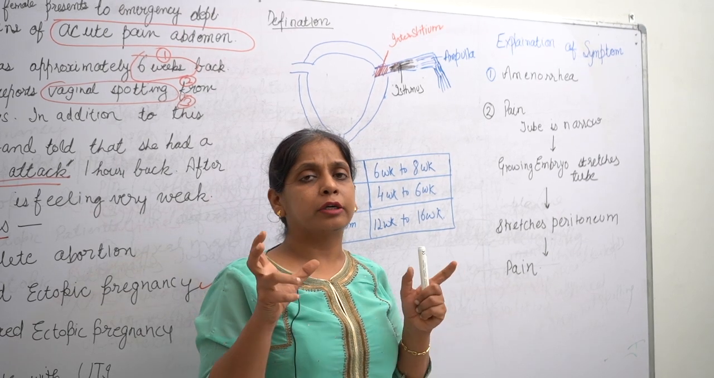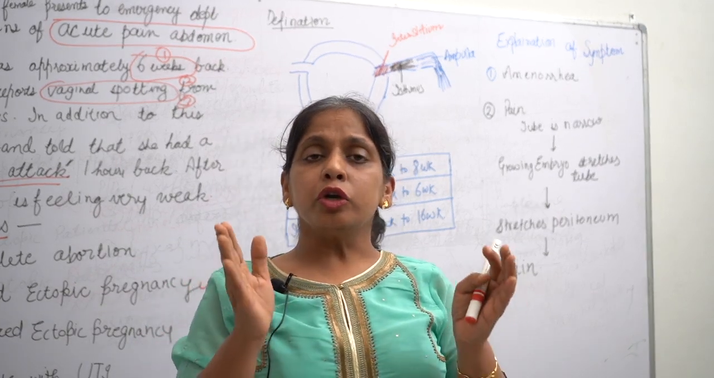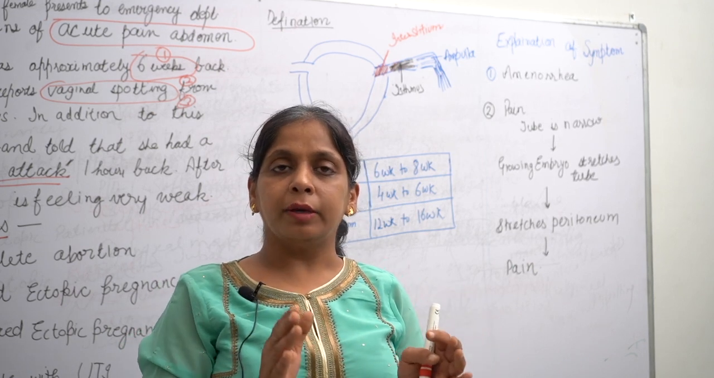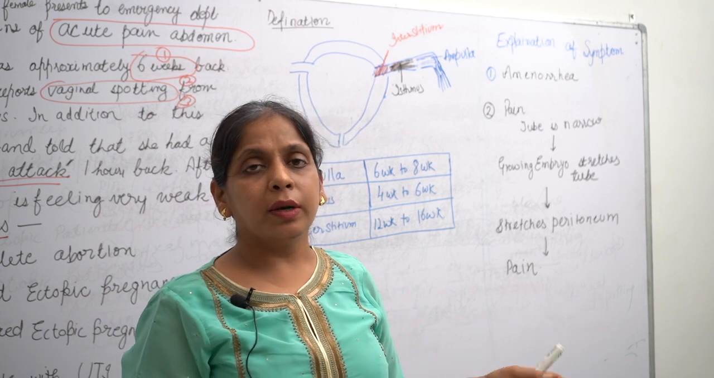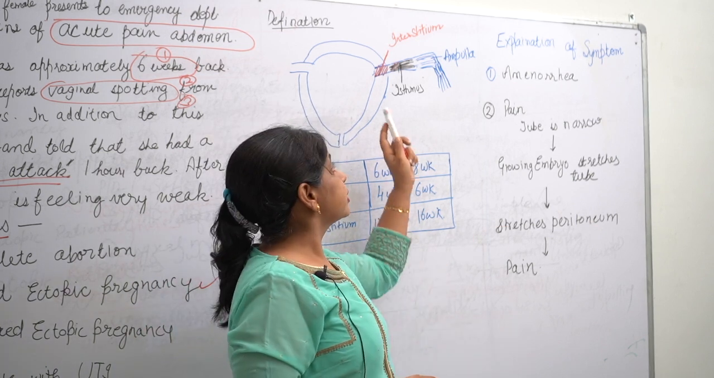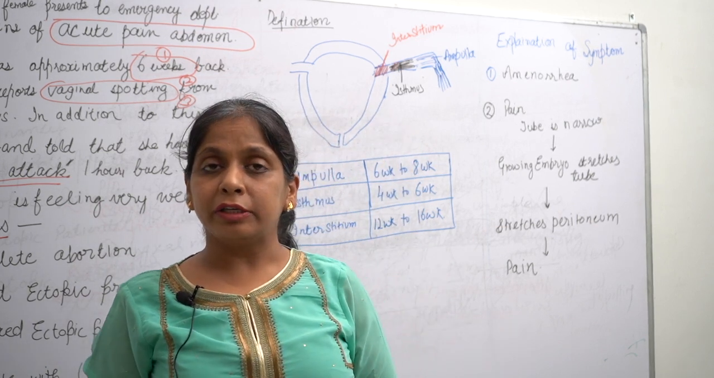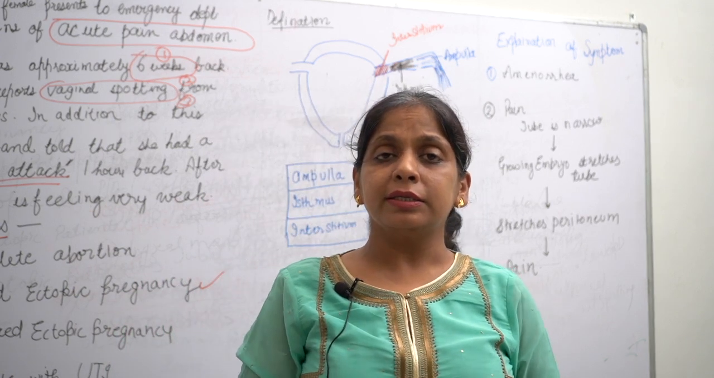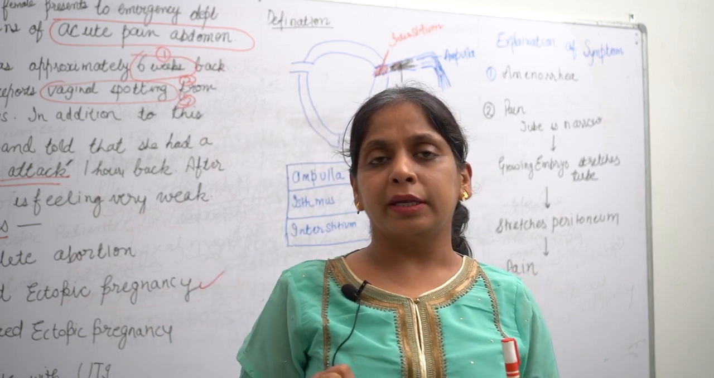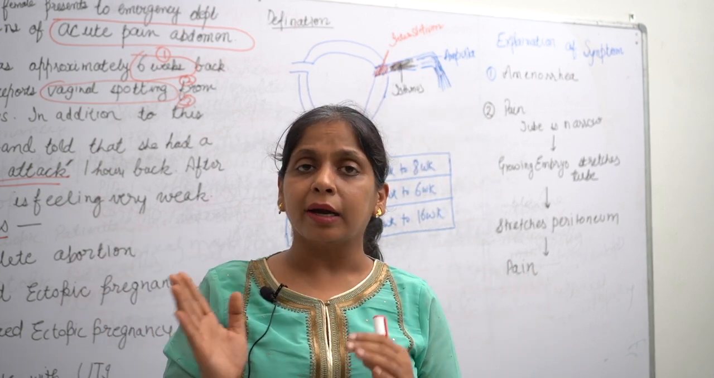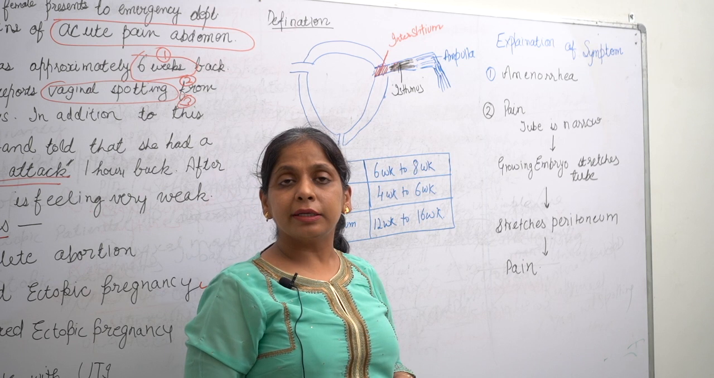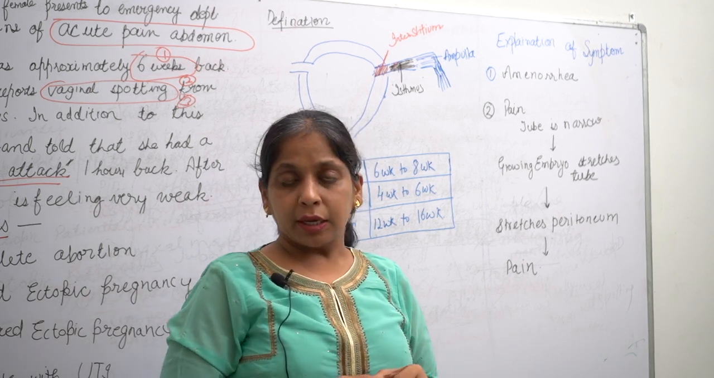Now, what does the word ectopic mean? Ectopic means not at the normal place, at some other place. And what does ectopic pregnancy mean? Ectopic pregnancy means the implantation which normally occurs in the endometrial cavity of the uterus is not occurring there, it is occurring somewhere else.